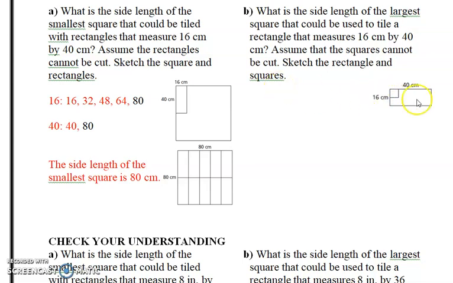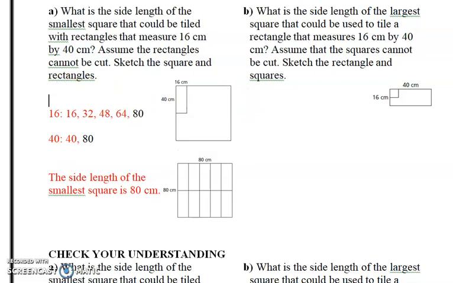So in example 4b, we have our tile, 16 by 40. We want to know how we can get squares within that that are the same. So now we're looking for, you probably guessed it, this time we're looking for GCF, right? So in the previous example, we're looking for LCM. In this example, we're looking for GCF.